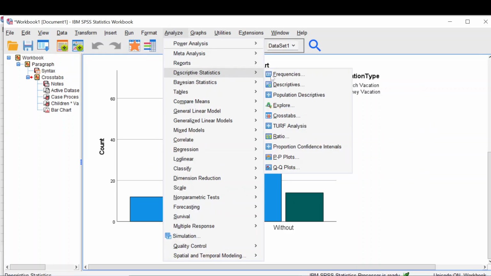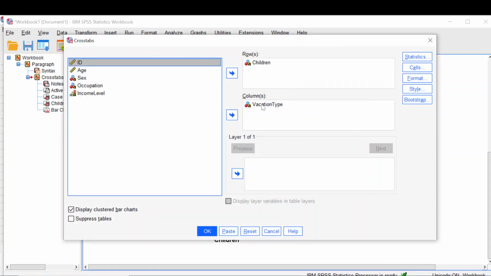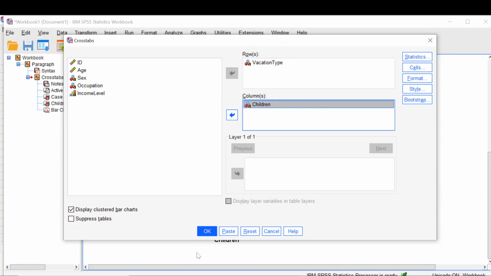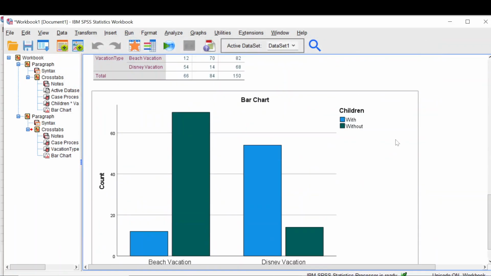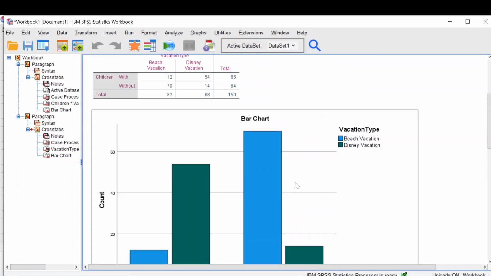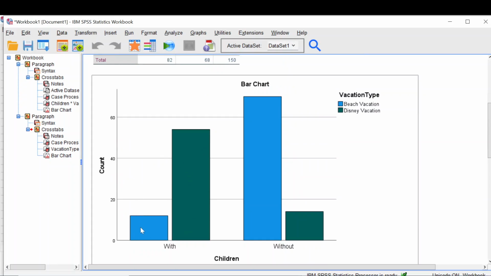Or if we go back and switch these, so now we have vacation in the rows and children in the columns, it inverts that. So now it's saying, of those who took a beach vacation, how many were with children and how many are without? And of those who took a Disney vacation, how many are with and without, right? So here we have, of those with children, how many took a beach versus Disney, and how many without took a beach versus Disney. So it just depends on what you are trying to understand.